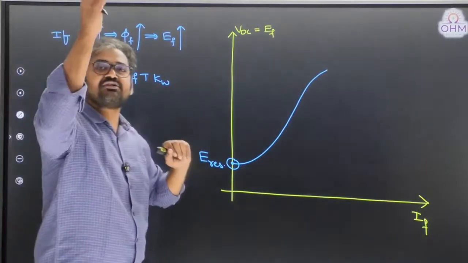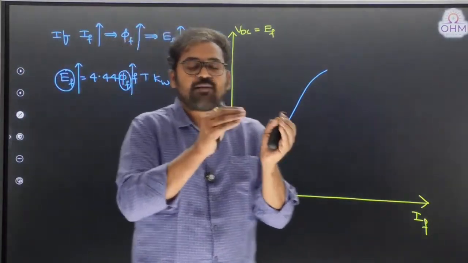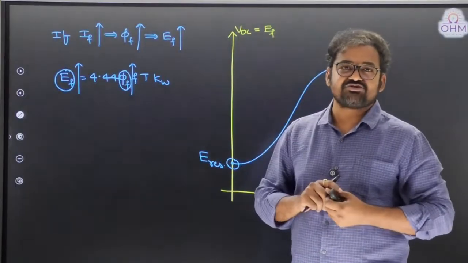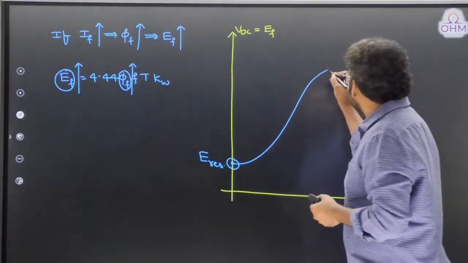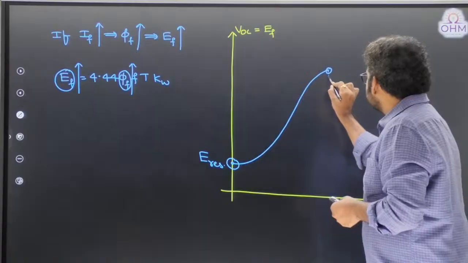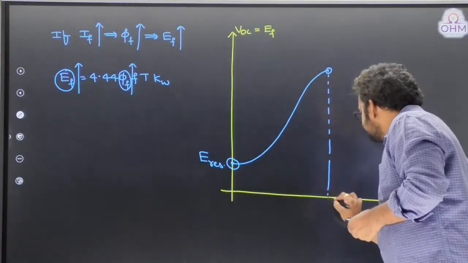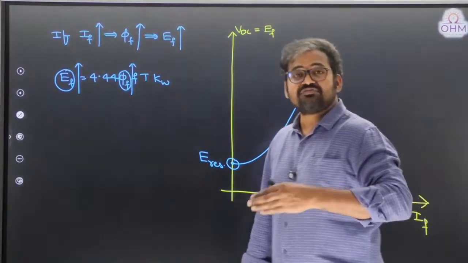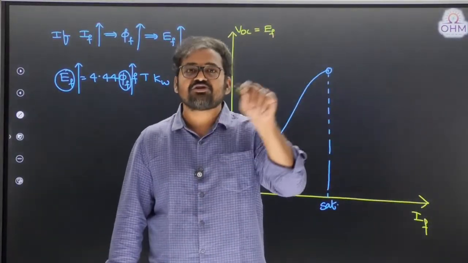Now, question is how far this flux is going to increase? Flux will increase forever or up to a certain extent? Yes, up to a certain extent flux will increase. Beyond that, flux will reach saturation. Imagine at this point, let us say flux reaches saturation. Imagine this is the saturation point. Once saturation reaches, flux will not increase linearly, it will increase non-linearly.